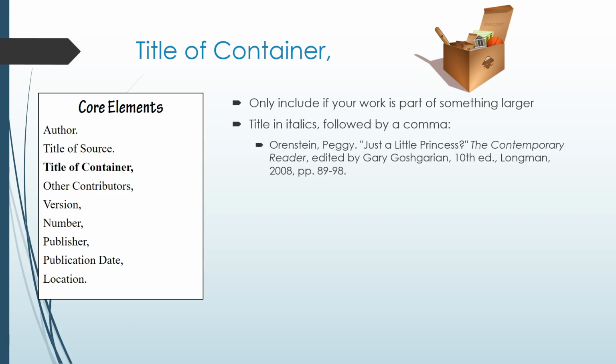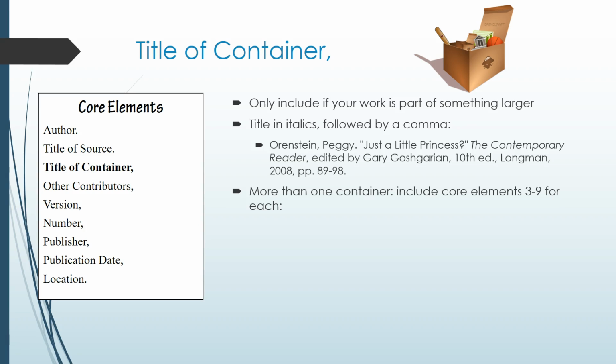Sometimes a work has more than one container. A smaller container can be nested inside of a larger one. For example, you might find the episode of a TV show, which is contained by its series, on YouTube or a streaming site such as Hulu. Another example, an article might be published in a journal or newspaper, which is then hosted on a website or database online.